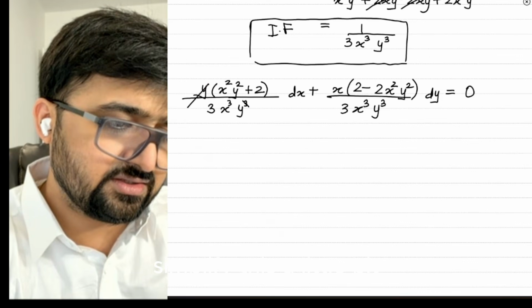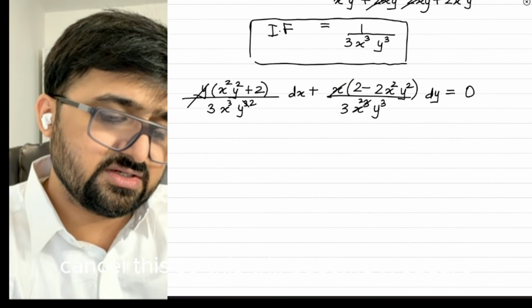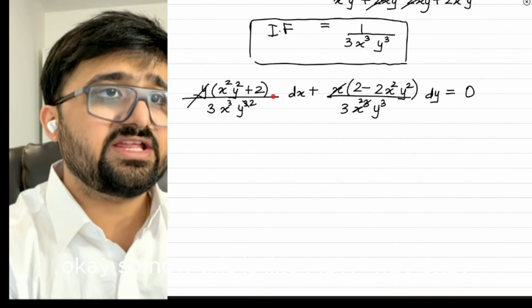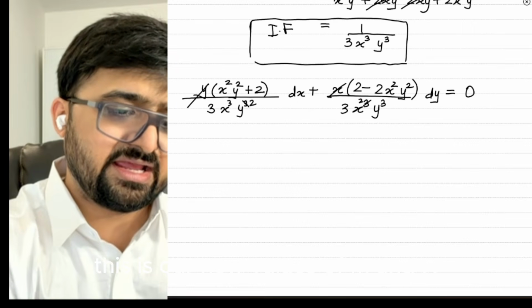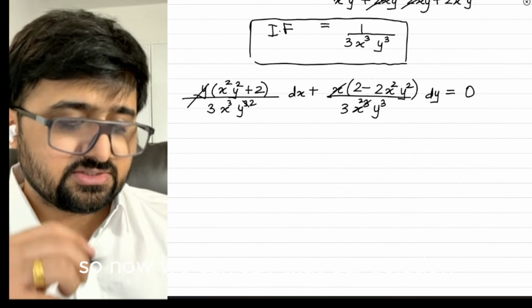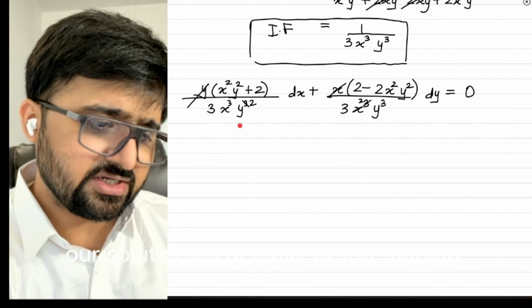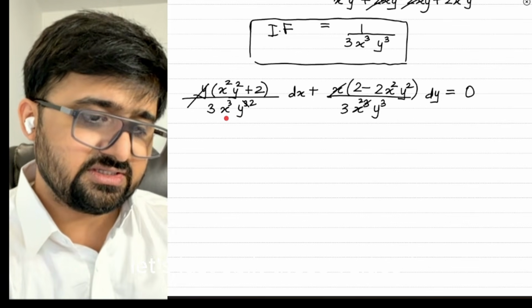Simplify this a little bit. So this will become y², cancel this, so this will become x². Okay, so now this is like M dx plus N dy. This is our new values of M and N that we have over here. So now we can say that our solution, actually before finding the solution, let's just split those values.